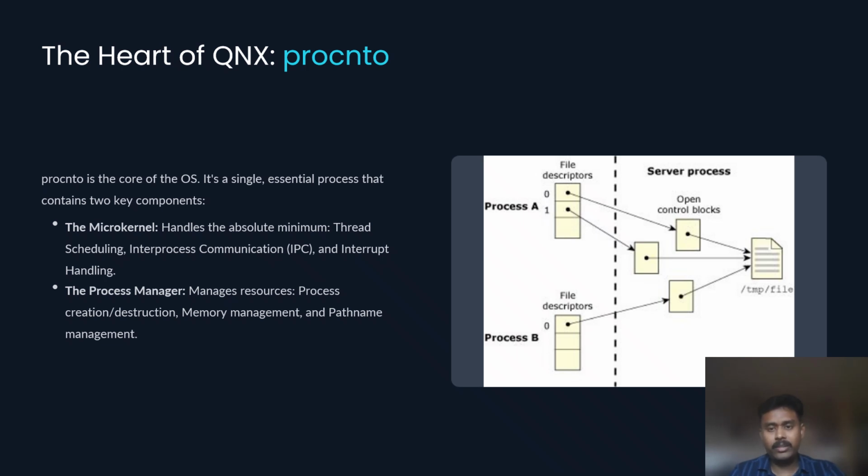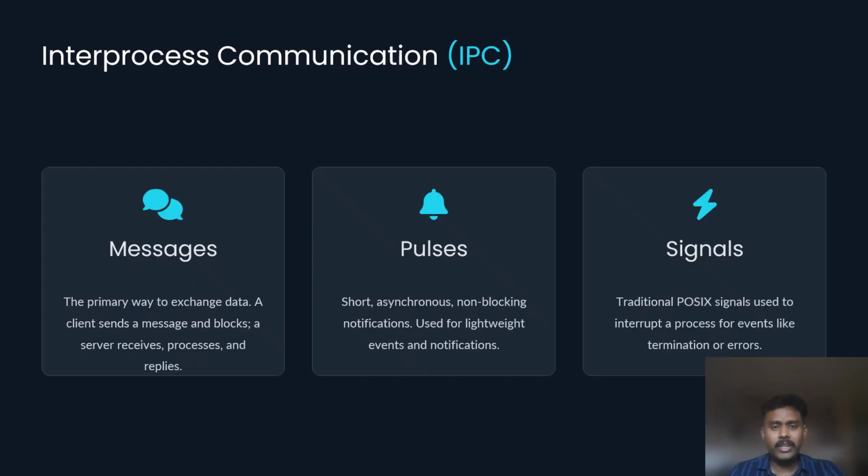Here, on one side we have two processes, A and B. On the other side we have the server name, that is the process which is running at the server. This is commonly referred to as file descriptors. Using this, the processes are able to complete their own set of activities. In the case of IPC, that is inter-process communication, we can enable this kind of communication either in the form of messages, pulses, or signals.